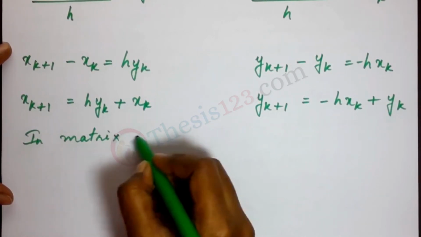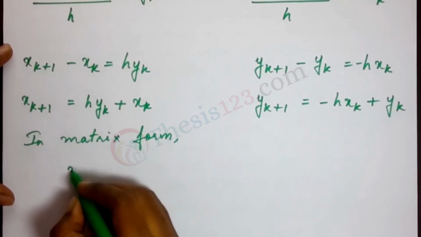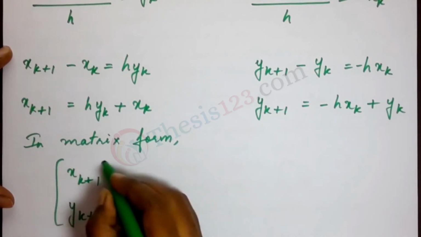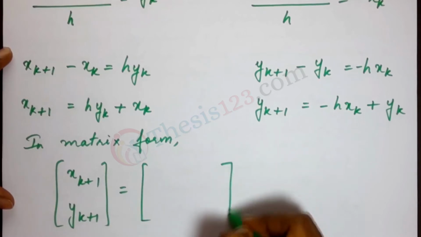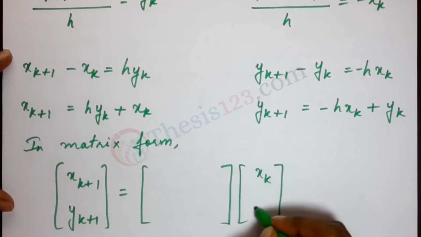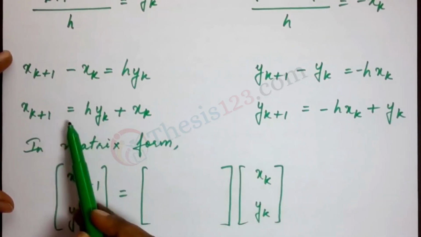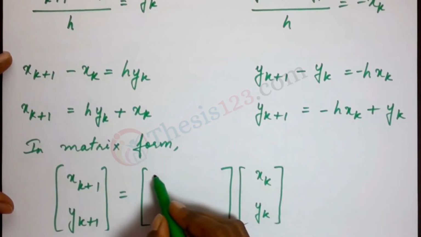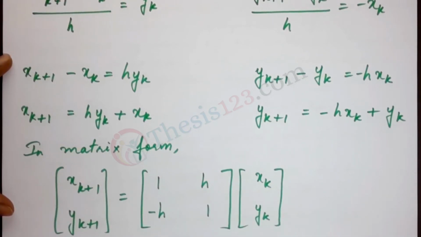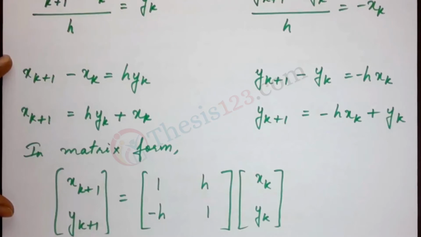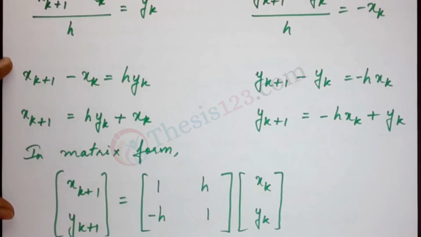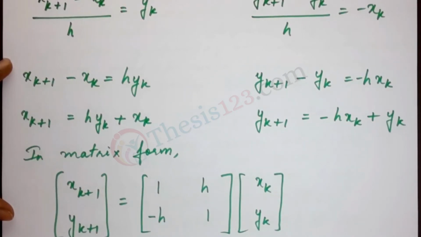In matrix form, xk plus 1, yk plus 1 would equal some 2 by 2 matrix times xk, yk. Observing these two equations, we will find the elements of this matrix: 1, h, minus h, and 1. So basically, we can write this equation in the form of xk plus 1 is equal to A into xk.